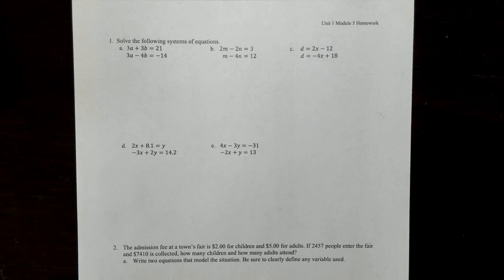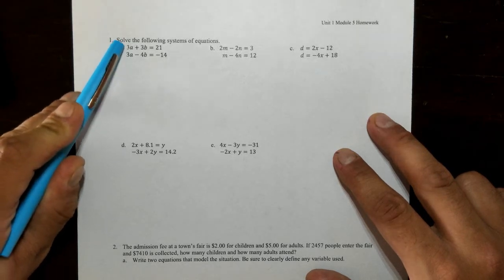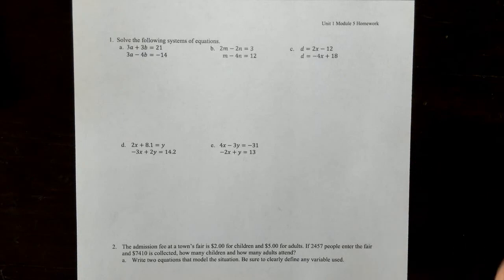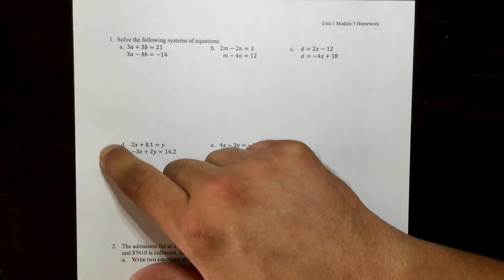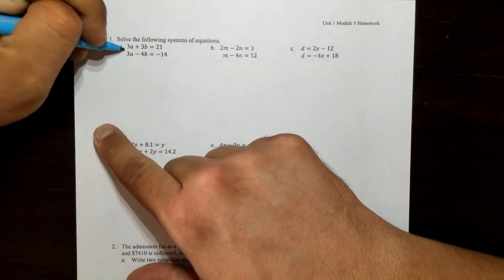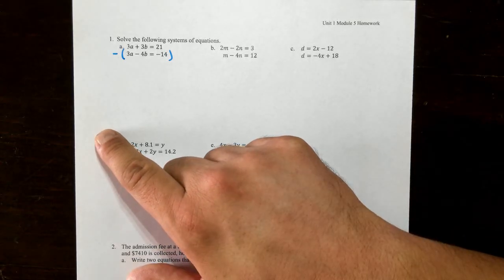Looking at A, I see that this problem really lends itself well to the elimination method, because here I have two functions, and they both have 3a. I notice that if I multiply either one of these functions by a negative, it would change the function such that I can eliminate one of the 3a's. So I'm going to multiply this second equation by a negative, which is going to change each sign.